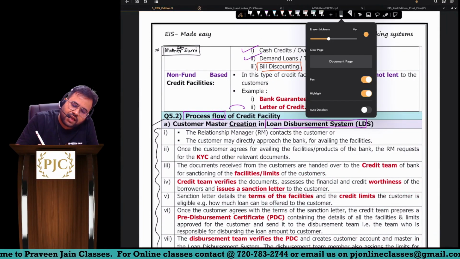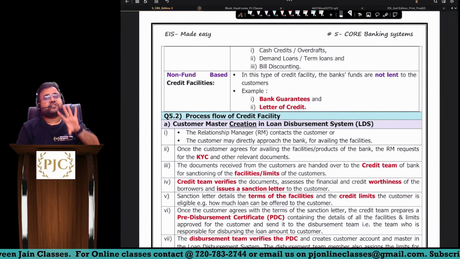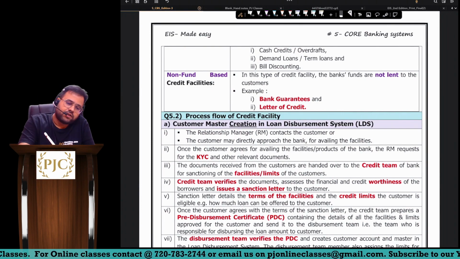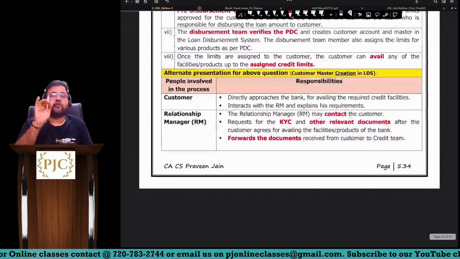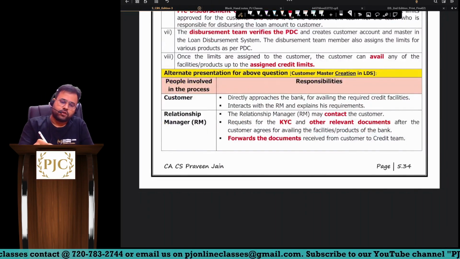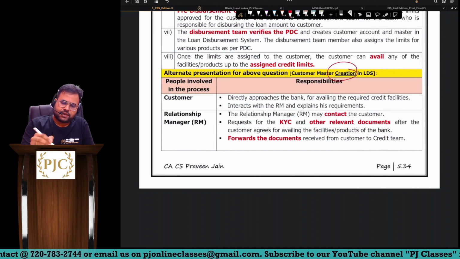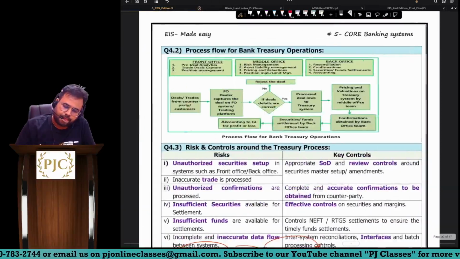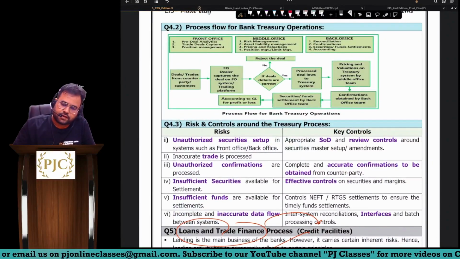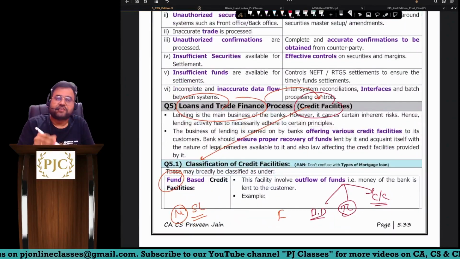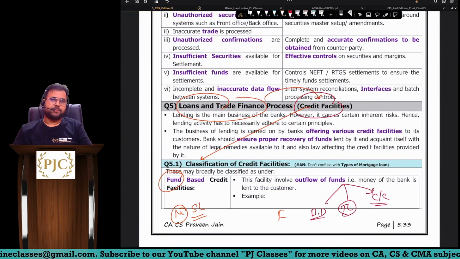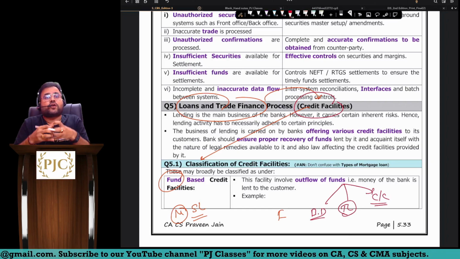Now, again, whenever you are reading the process, first I told you how many people are involved. Here you have about 4 people who are playing an important role in credit facilities. But before that, we are talking about the process.